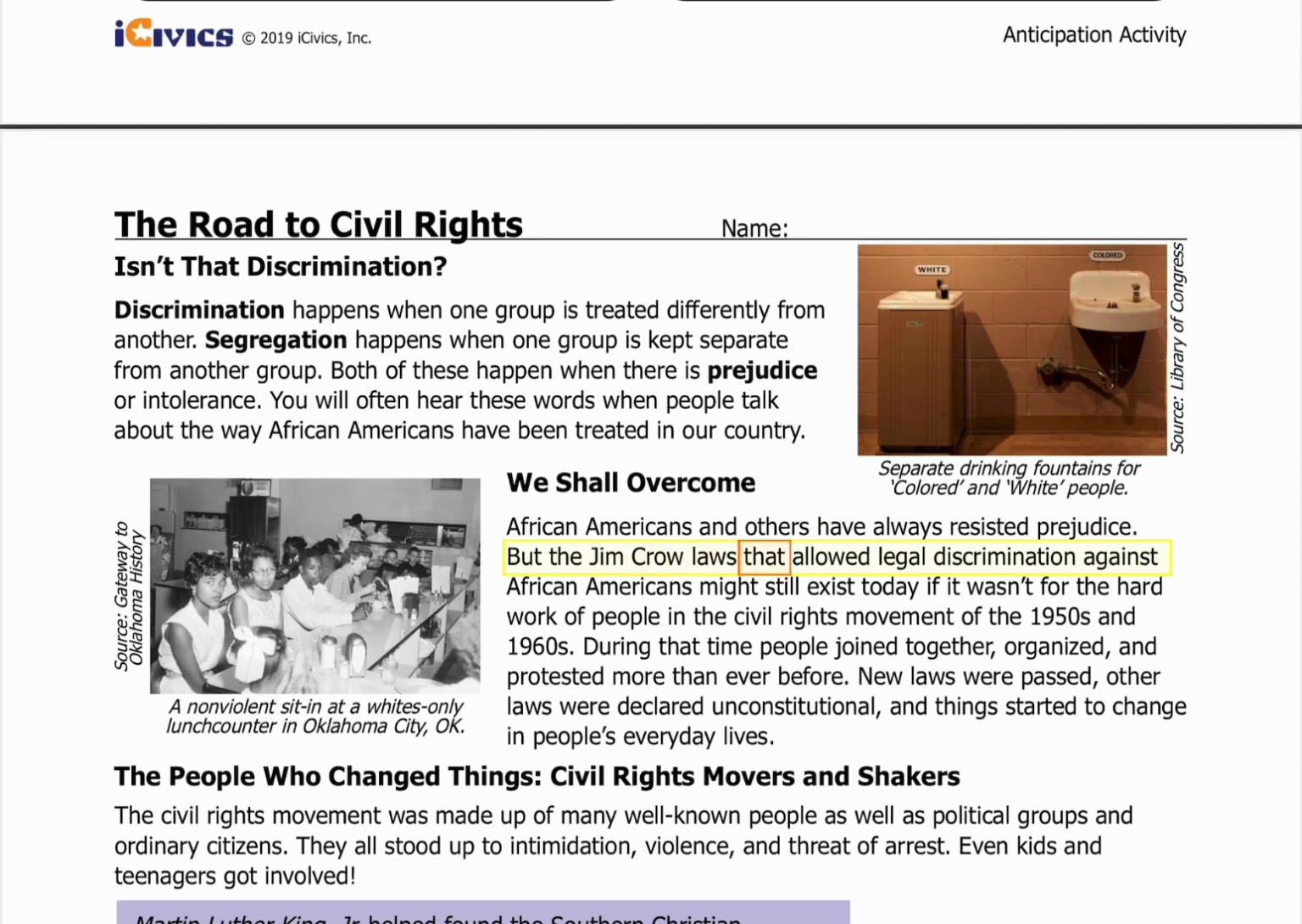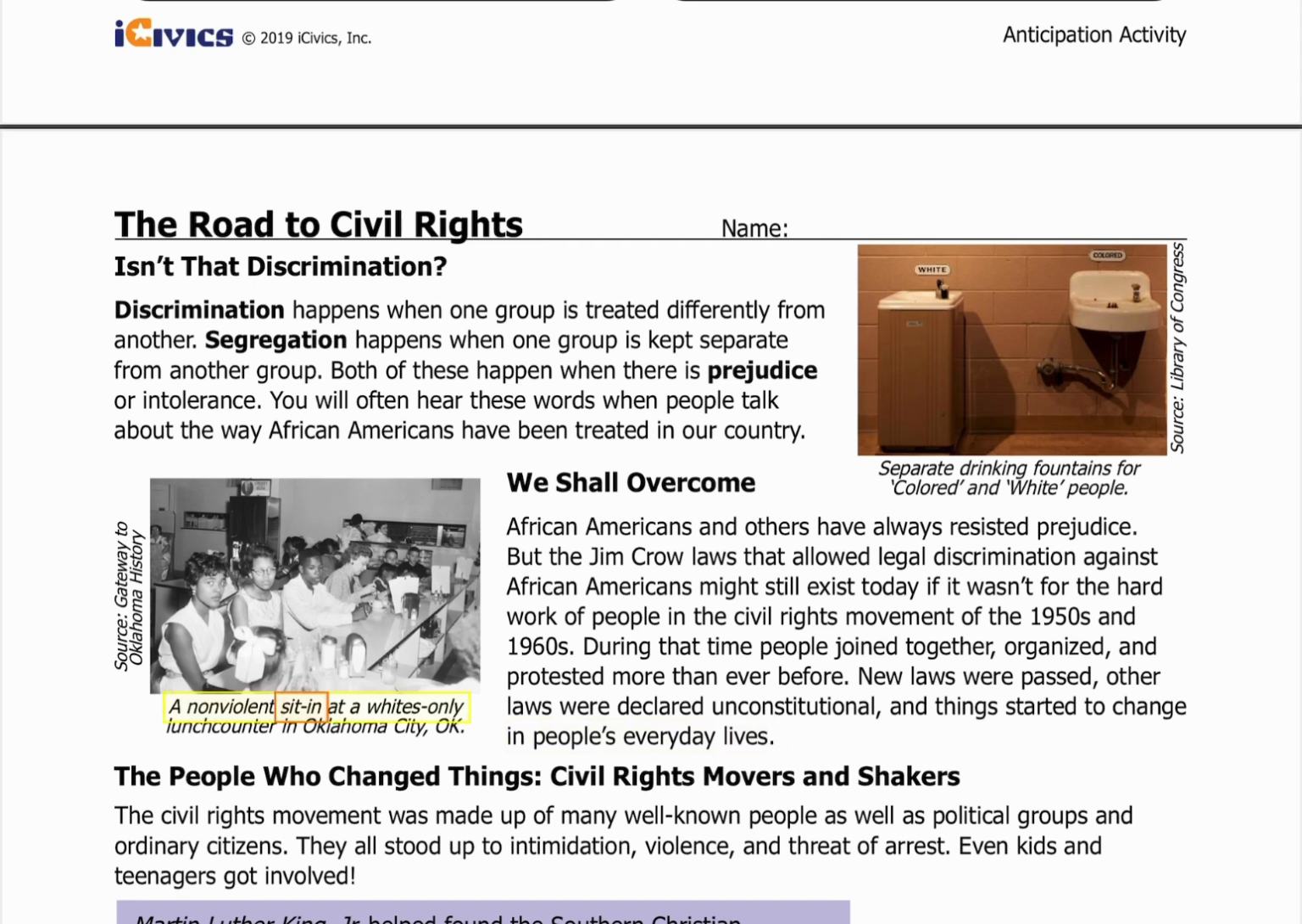But the Jim Crow laws that allowed legal discrimination against African Americans might still exist today if it wasn't for the hard work of people in the civil rights movement of the 1950s and 1960s. During that time, people joined together, organized, and protested more than ever before. New laws were passed, other laws were declared unconstitutional, and things started to change in people's everyday lives.